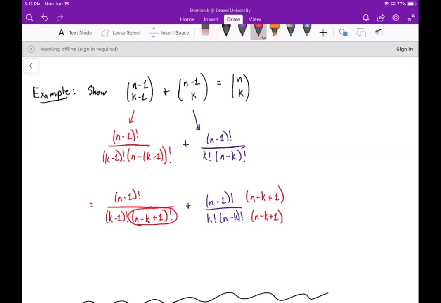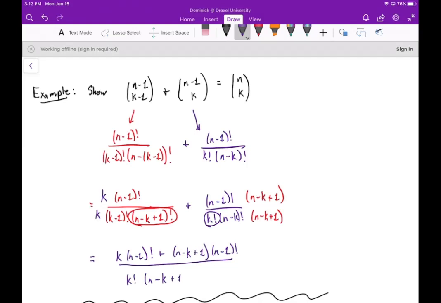And then on the left side, because of this term, I would need to multiply the top and bottom of this by k. So it looks like we're going to get k times n minus 1 factorial plus n minus k plus 1 times n minus 1 factorial, over k factorial times n minus k plus 1 factorial.